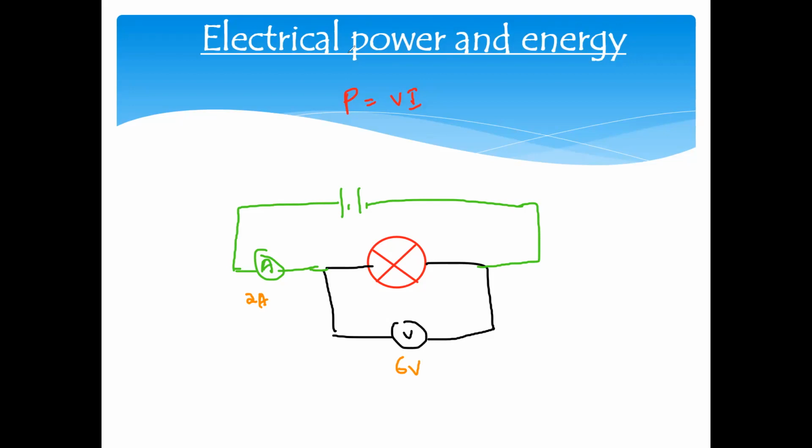So what is the power of this lamp? Power is a product of voltage and current. The voltage was 6 and the current is 2. So 6 multiplied by 2 is 12, and the unit of power is watt. So it means this lamp consumed 12 joules of energy every 1 second. How much energy is consumed every second is known as the power of the electrical component, which can be calculated by the product of the voltage across the component multiplied by the current passing through the component.